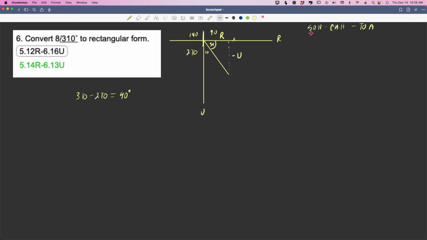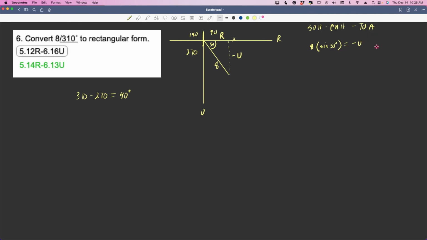So we have the sine of the opposite, which would be negative u, over the hypotenuse. This is a length of 8 here, and I can erase this little 40. I don't need that anymore. So the hypotenuse is 8. So 8 times the sine of 50 degrees is equal to negative u.